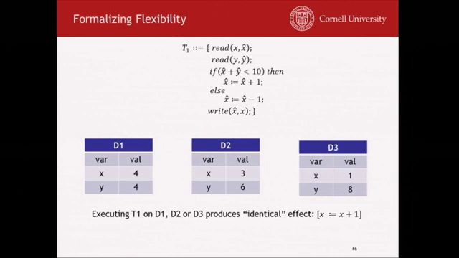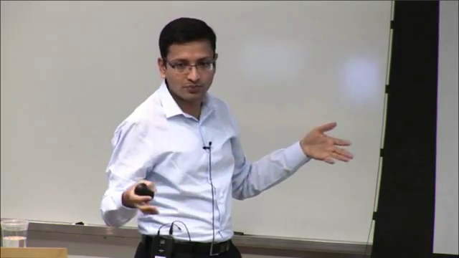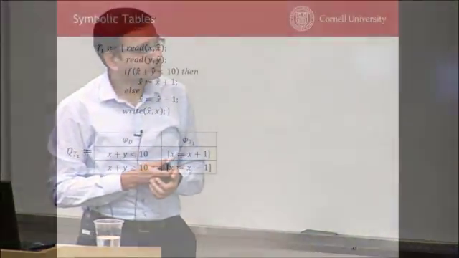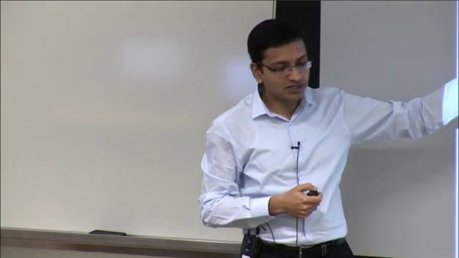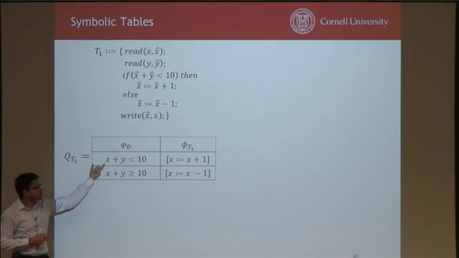Let us try to formalize this notion of flexibility a bit more. Assume that we have these 3 database states. These 3 all have different values of x and y. And yet, from this transaction's perspective, if you execute the transaction on each of these database states, it is going to produce an identical effect, the effect being increment x by 1. How can we represent concisely this entire set of database states? To do so, we use symbolic tables, which basically have 2 columns. The first column corresponds to a partition of the space of database states, and the second column is what effect the execution of the transaction has. If you consider this tuple, it says that over all database states in which x plus y is less than 10, executing this transaction would have the effect of incrementing x by 1. And similarly for the other case.